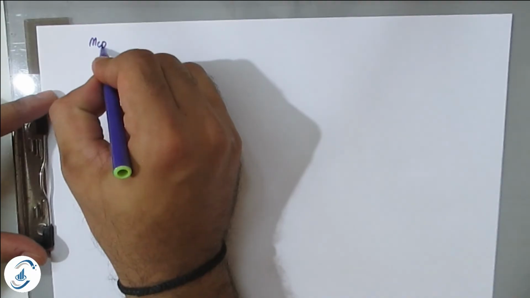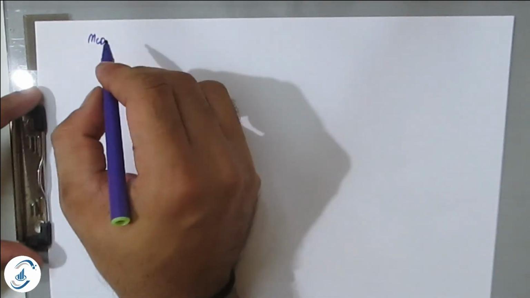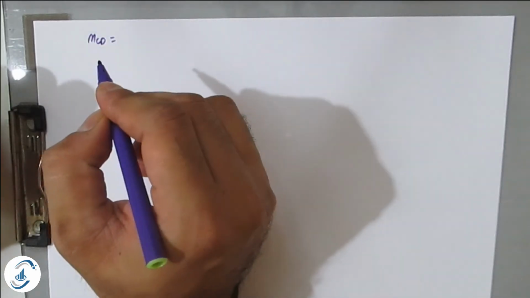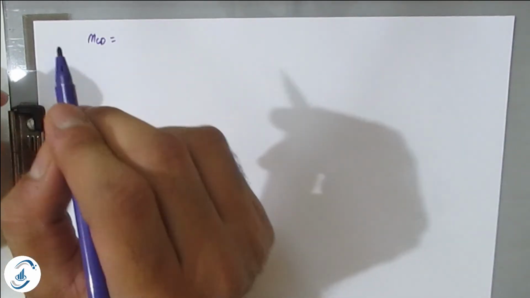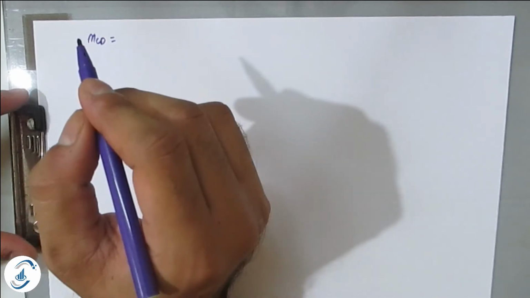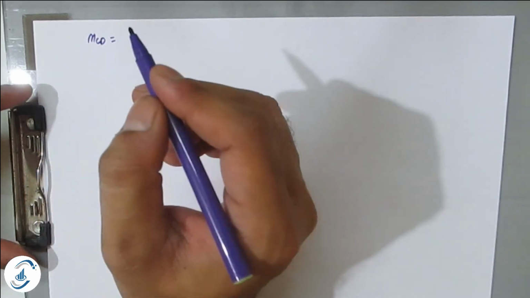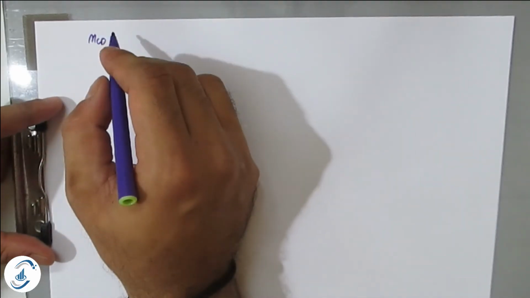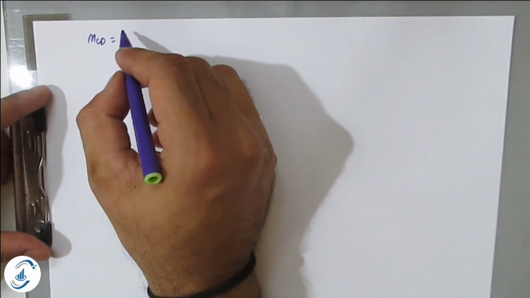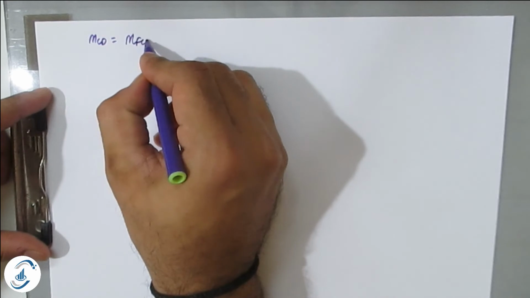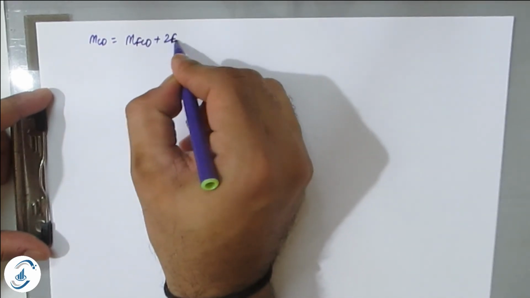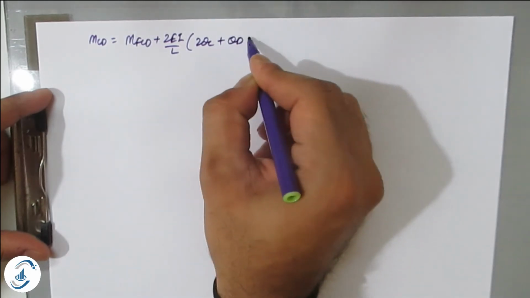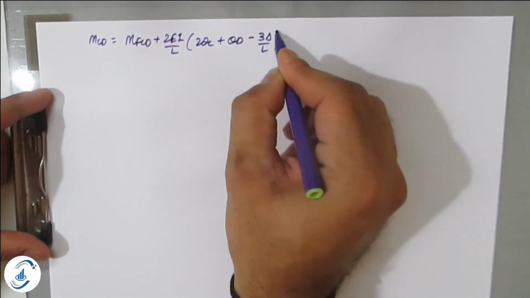MCD, okay, here delta will not come because B was sinking and B corresponds to spans AB and BC. So the CD span is irrespective of support B. Therefore the supports are not sinking, so here delta will be 0. So the slope deflection equation is MFCD plus 2 EI by L, 2 theta C plus theta D minus 3 delta by L.